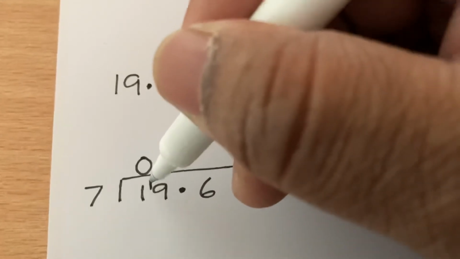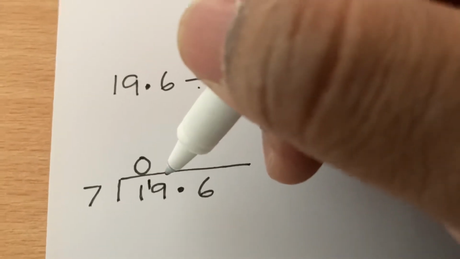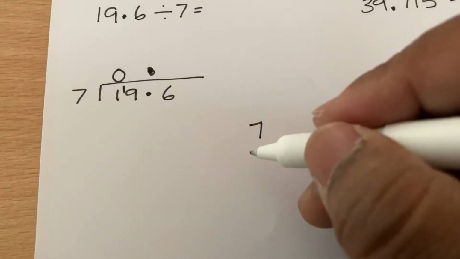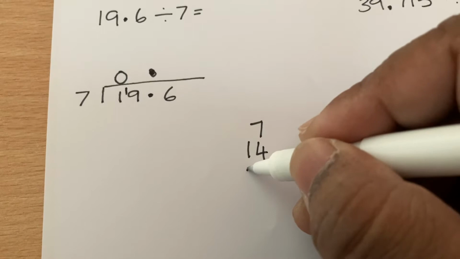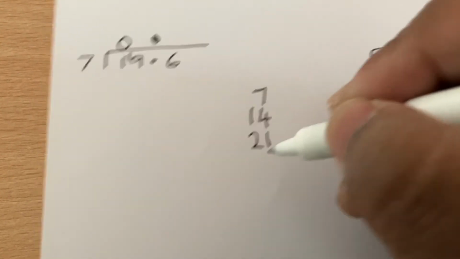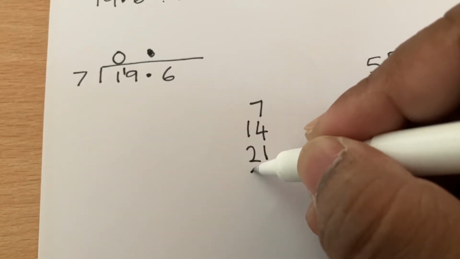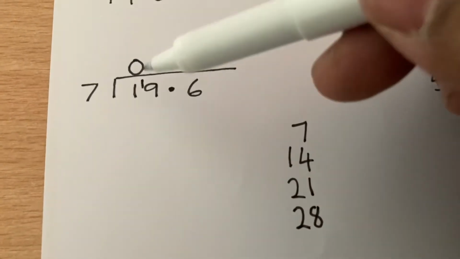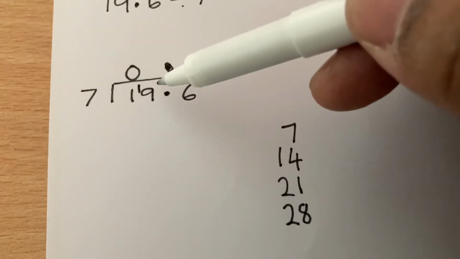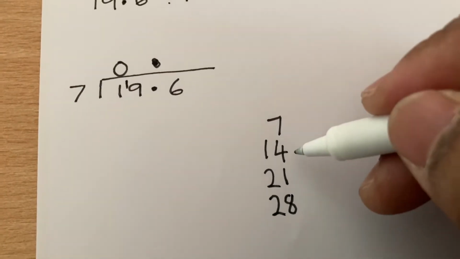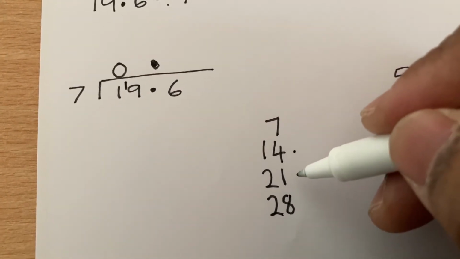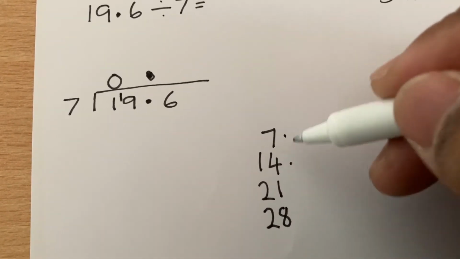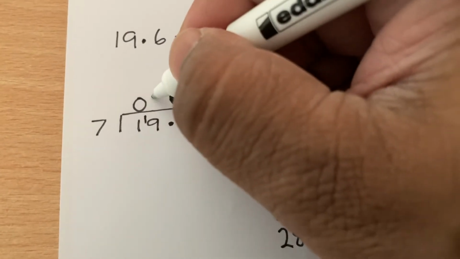Now we've got 19. How many 7s in 19? Well, if I write my 7 times tables out here, 7, 14, 21, and 28. I'm going to stop there because my number is only 19. So how many 7s are in 19? I'll have to stop at 14 because I can't go to 21. 21 is bigger than 19. So how many 7s is that? It's 2 lots of 7s in 19.